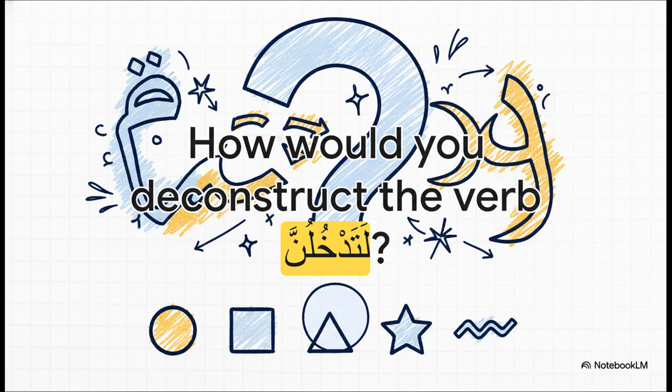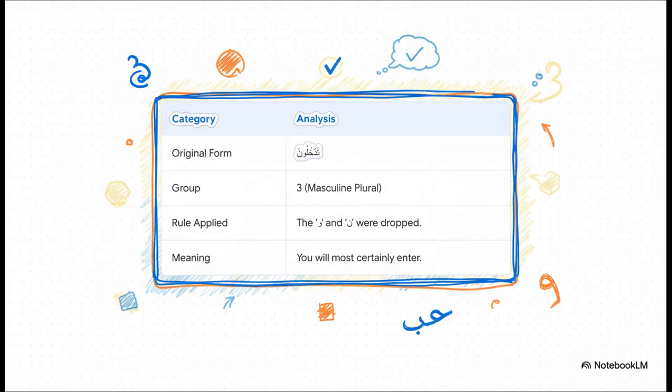Here's a word straight from the Quran, latadkhulunna. Based on the 5 rules we just went through, can you figure out which group this belongs to? What was its original form? Here's a hint. Take a close look at the vowel on the letter right before that emphatic noon. If you guessed group 3, you are absolutely right. That dhamma, that little oo sound on the lam, is our dead giveaway. It tells us the original verb had to be tadkhuluna, you all enter. The waw and noon were dropped just like the rule says, leaving us with latadkhuluna, you will most certainly enter.